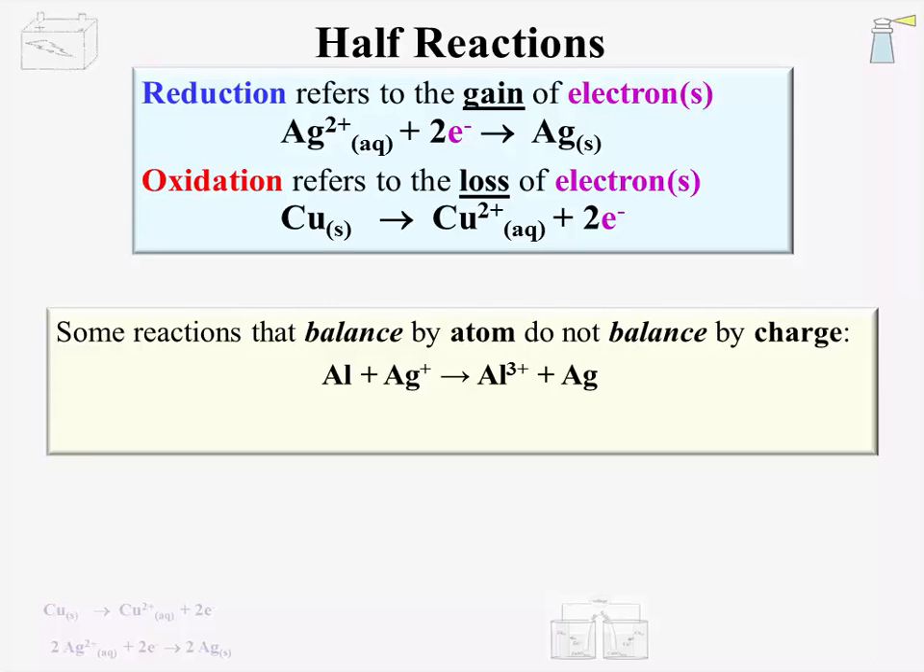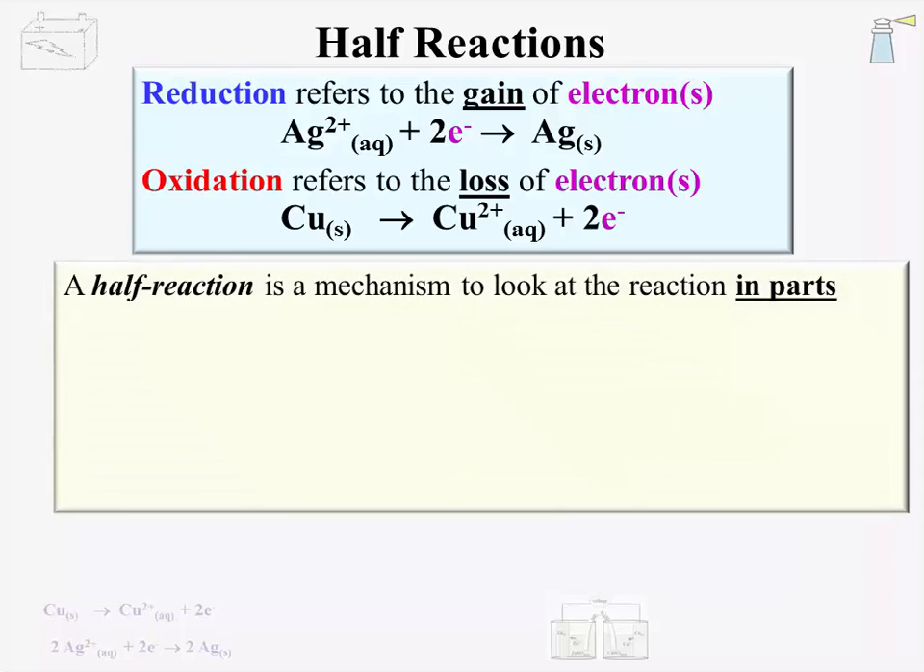The atoms are balanced, but there's a +1 charge on the reactant side and a +3 charge on the product side. The charges can be balanced by adjusting the coefficients in front of silver ion and silver metal to 3. Now the atoms and the charges are balanced. Up till now, the first equation would have been a satisfactory balancing. Understanding that this is a reaction that transfers electrons tells us that we need to take a deeper look at balancing. The deeper look begins with the half reaction.